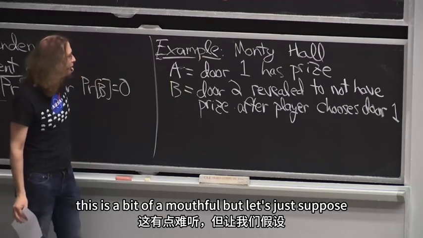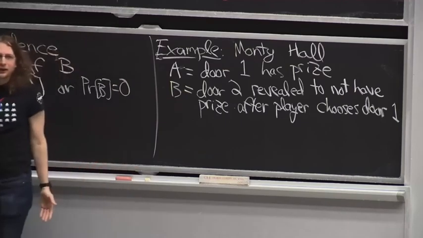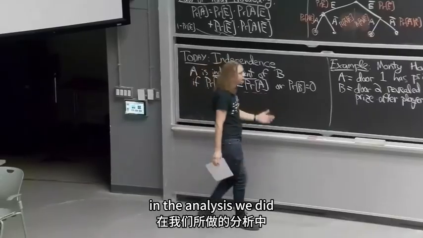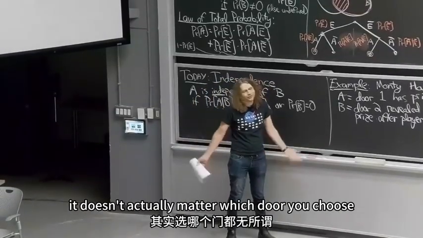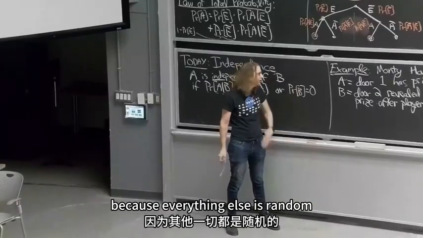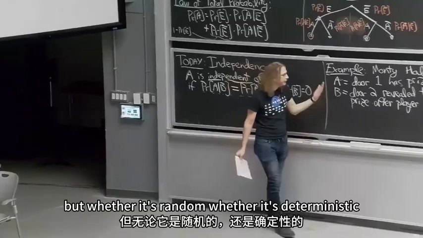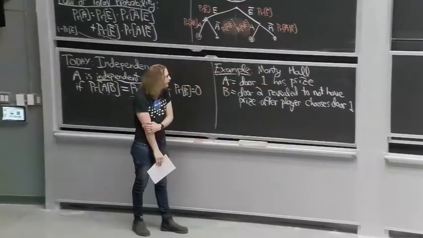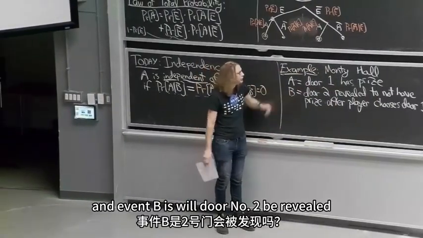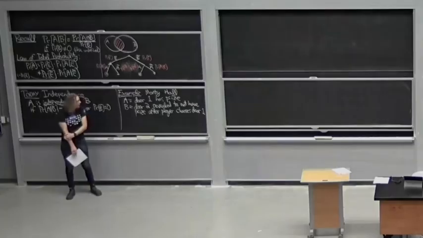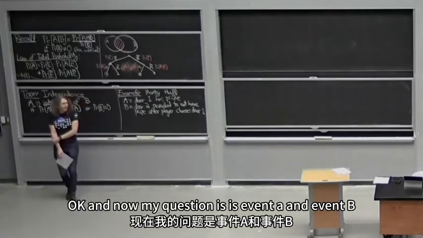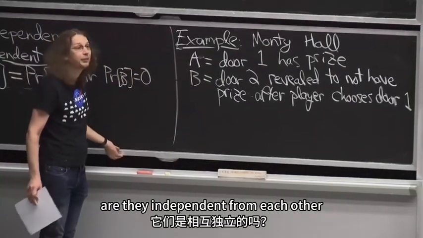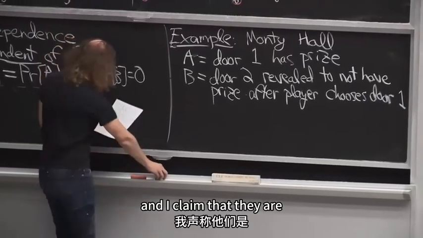Okay, this is a bit of a mouthful, but let's just suppose that the player starts by choosing door number 1. In the analysis we did, we had a uniform random choice of choosing all 3 doors. It doesn't actually matter which door you choose because everything else is random. It's fine if you always choose door 1. But whether it's random, whether it's deterministic, let's just suppose the player chooses door 1. And event B is, will door number 2 be revealed to not have the prize? Now my question is, are event A and event B independent from each other? And I claim that they are.